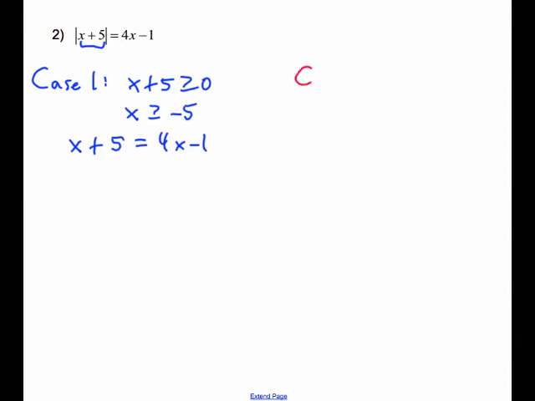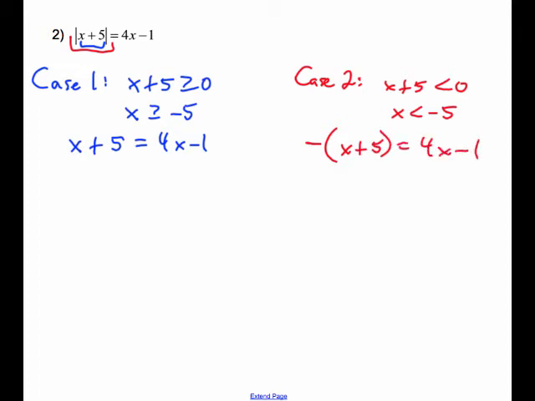And my other situation, case 2, is when the inside is negative. And the inside is negative if x is less than negative 5. And so my equation would then be the negative of the inside, equals 4x minus 1. And here's my equation to solve. So then we're going to proceed to solve.